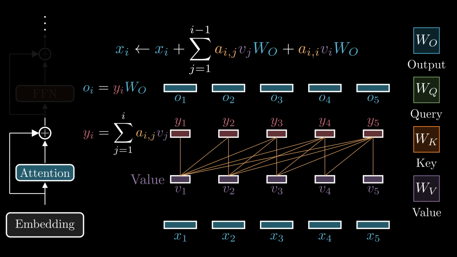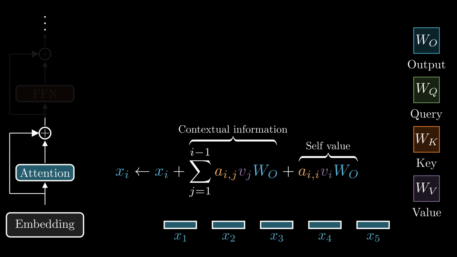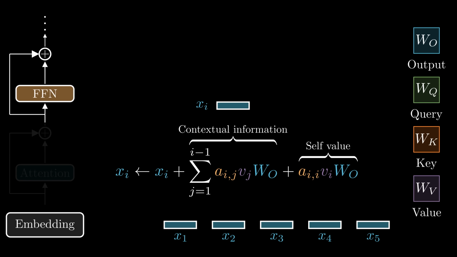One that sums over all previous tokens, and one that captures the contribution from the current token itself. This first component contains the rich contextual information we want attention to extract. The second component captures the value from the current token itself. To see why this could be a problem, let's look at feedforward networks.